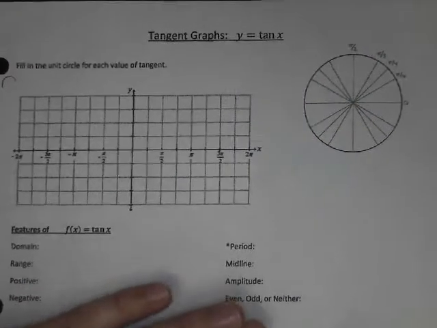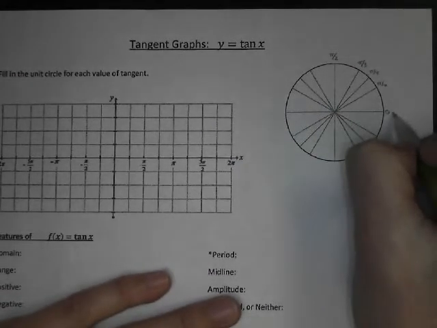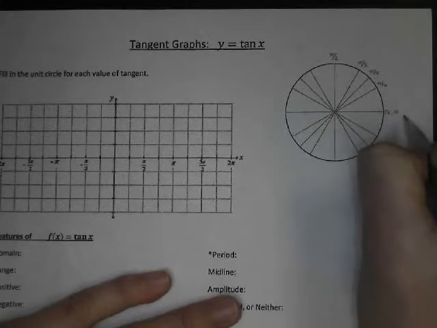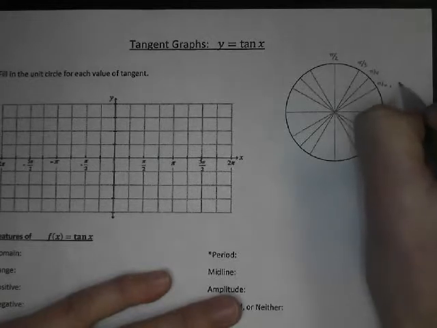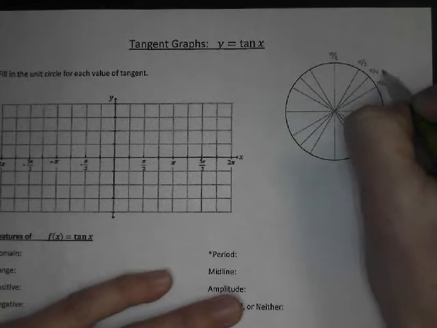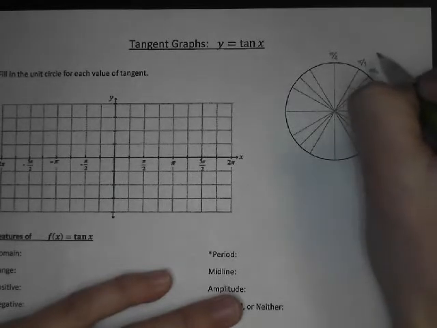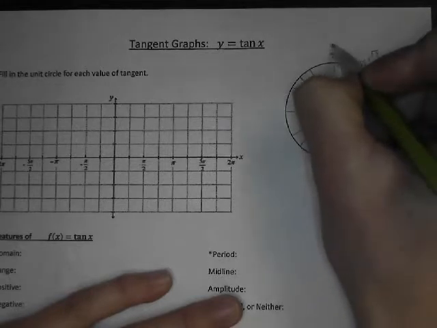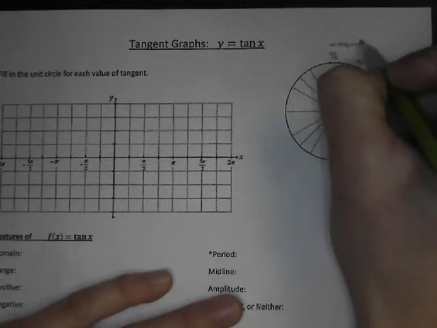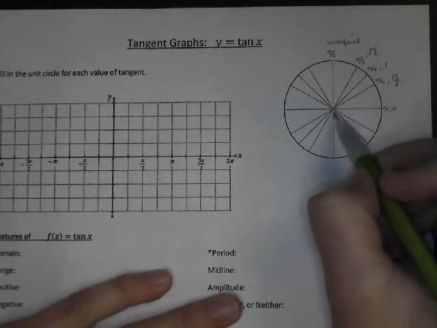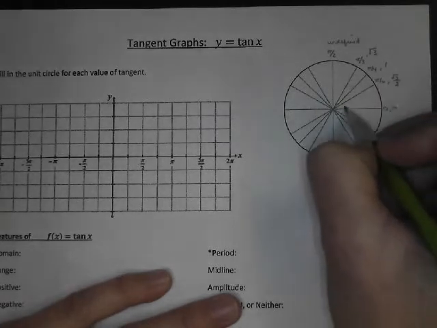Now, if you remember your tangent values, the tangent of 0 is 0. The tangent of pi over 6 is root 3 over 3. The tangent of pi over 4 is 1. Tangent of pi over 3 is root 3. And the tangent of pi over 2 is undefined. So because that one is undefined, I'm actually going to do something a little bit different here, and you'll see why once the graph is constructed.